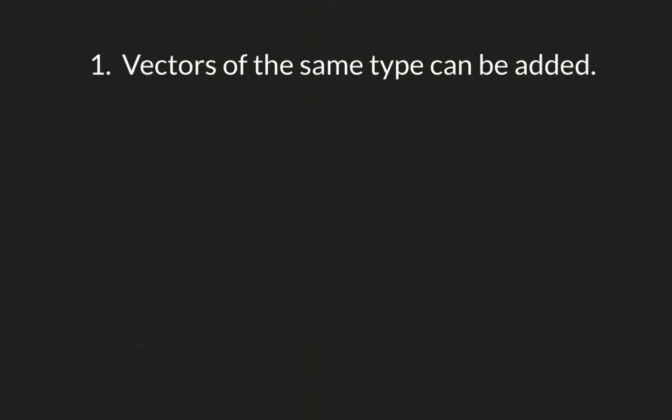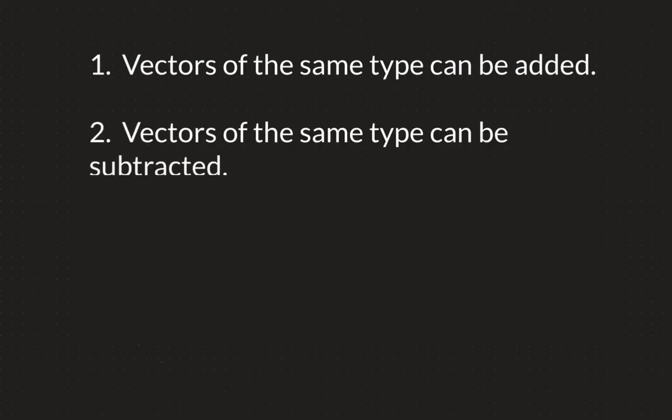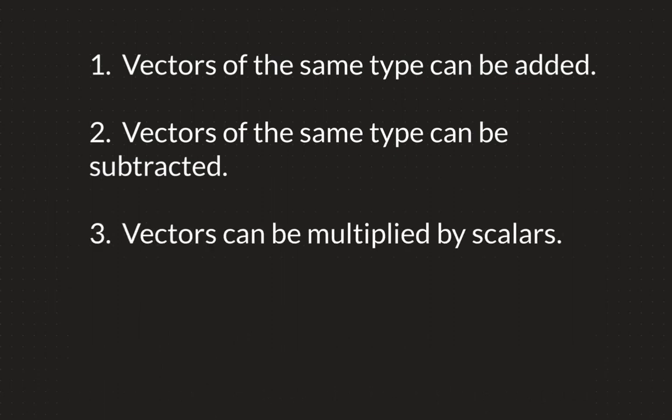By the end of this video, you should know 3 more things about vectors. First, vectors of the same type can be added. Vectors of the same type can be subtracted. And vectors can be multiplied by scalars.